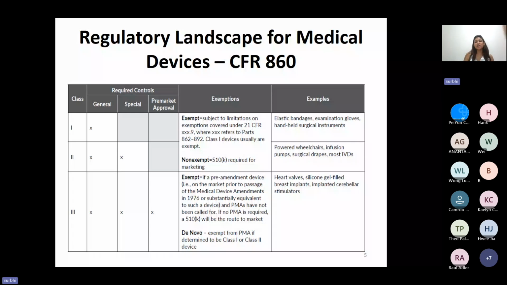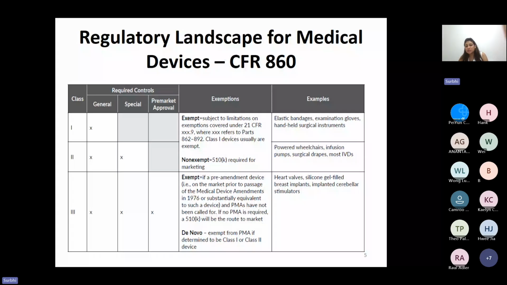Most of the IVDs actually fall under class 2. Then class 3 are very high-risk, and all the life supporting devices are under class 3 by default. So breast implants and heart valves are all classified as class 3.